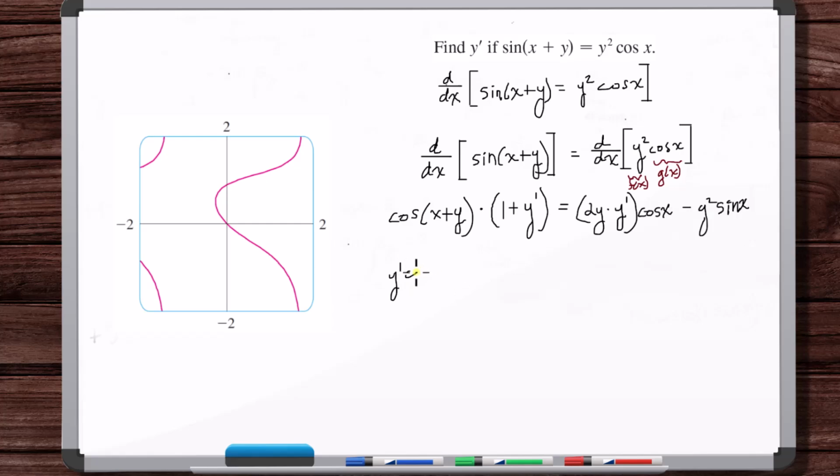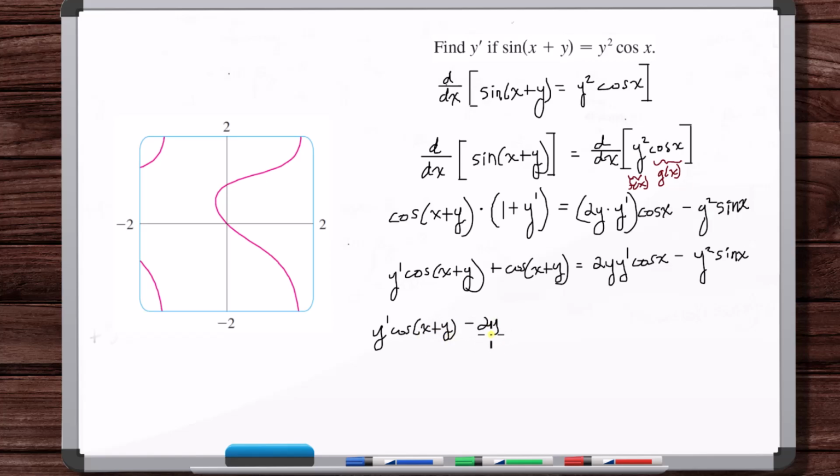So we've got y prime cosine of x plus y plus cosine of x plus y is equal to 2y y prime cosine of x minus y squared sine of x. All right, let's bring all the y prime terms to the left. Y prime cosine of x plus y minus 2y y prime cosine of x. Okay, and now on the right side we'll have minus y squared sine of x minus cosine of x plus y. So now we can factor out a y prime here.